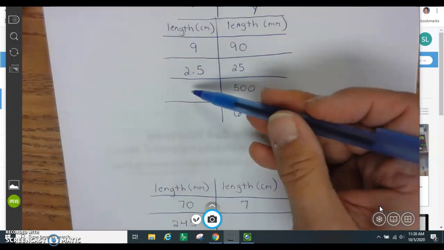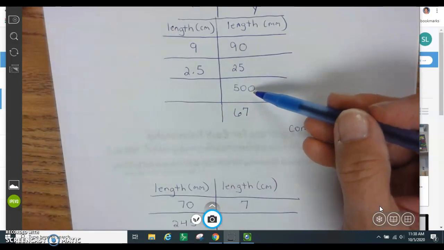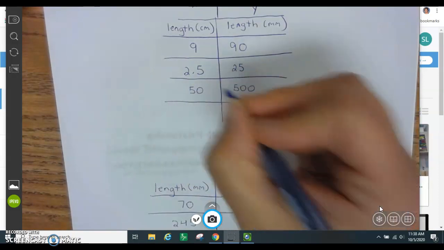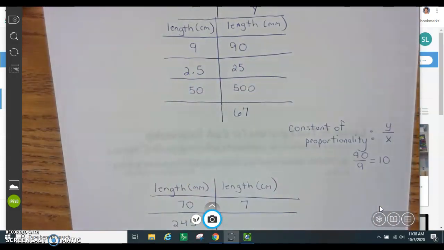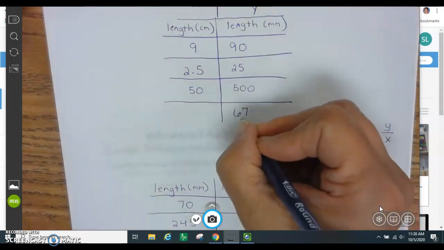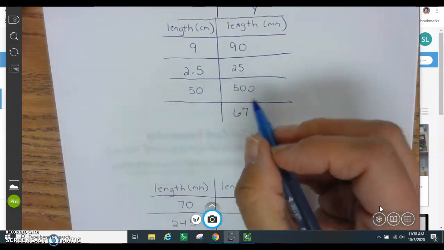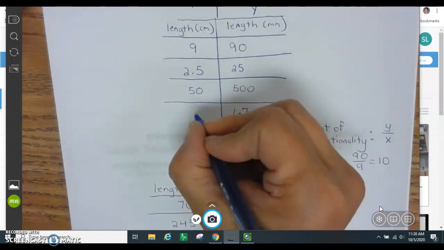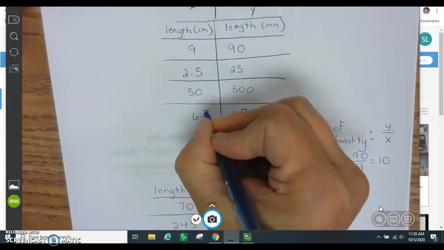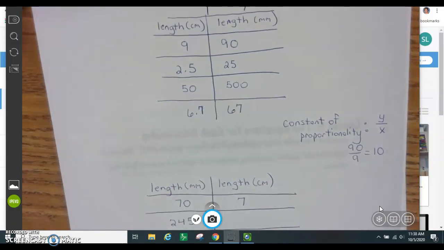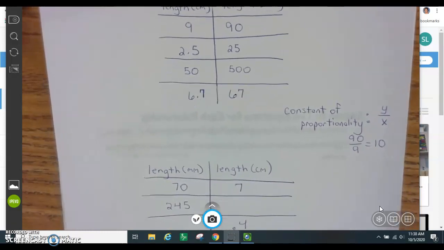So basically what we're asking is what times 10 would give us 500? Well, that would be 50. What times 10 gives us 67? Or you can do division, right? If we're going to multiply to go this way, we're going to divide. So take 67 and divide it by 10, you would get 6.7. Okay, so our constant of proportionality is 10.